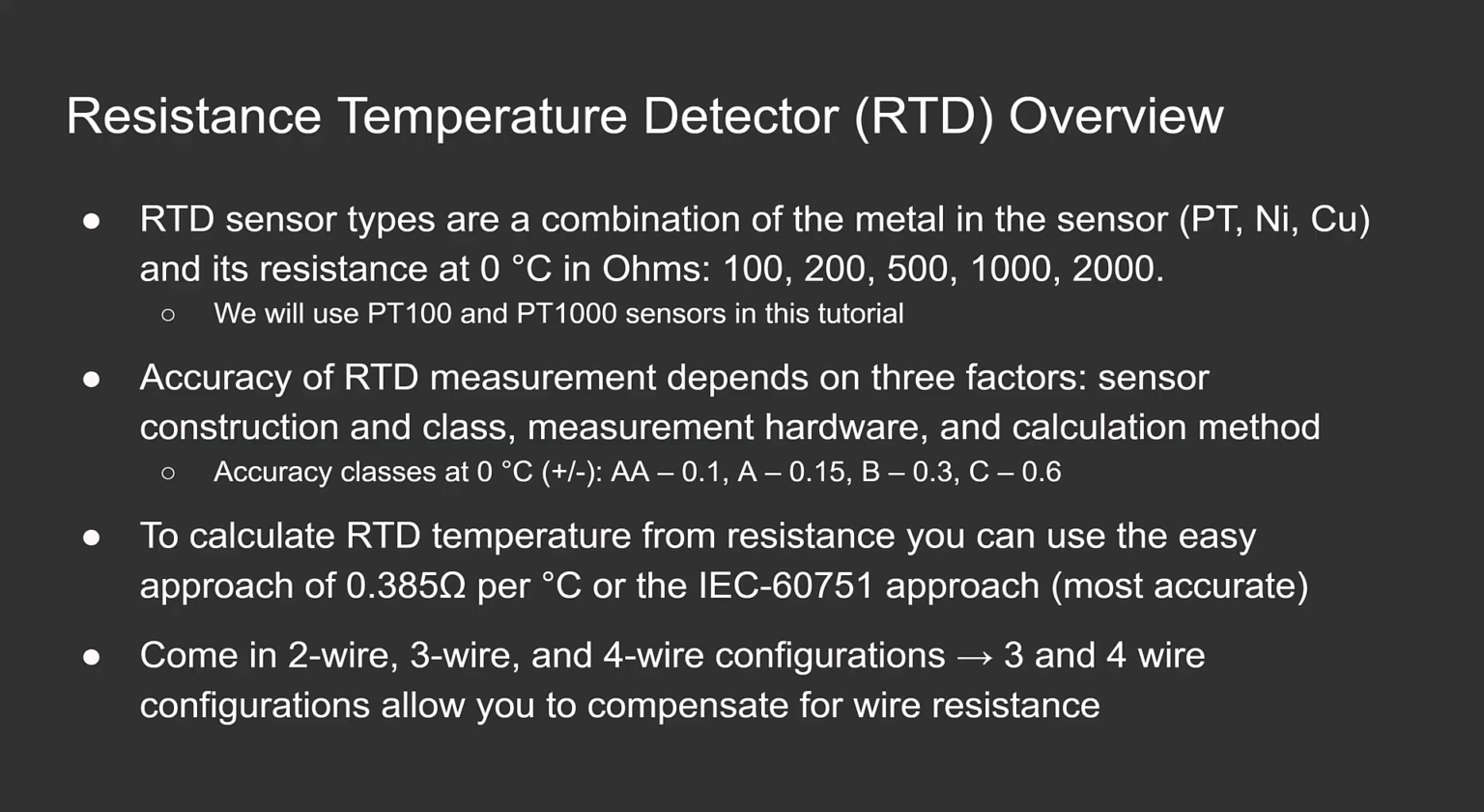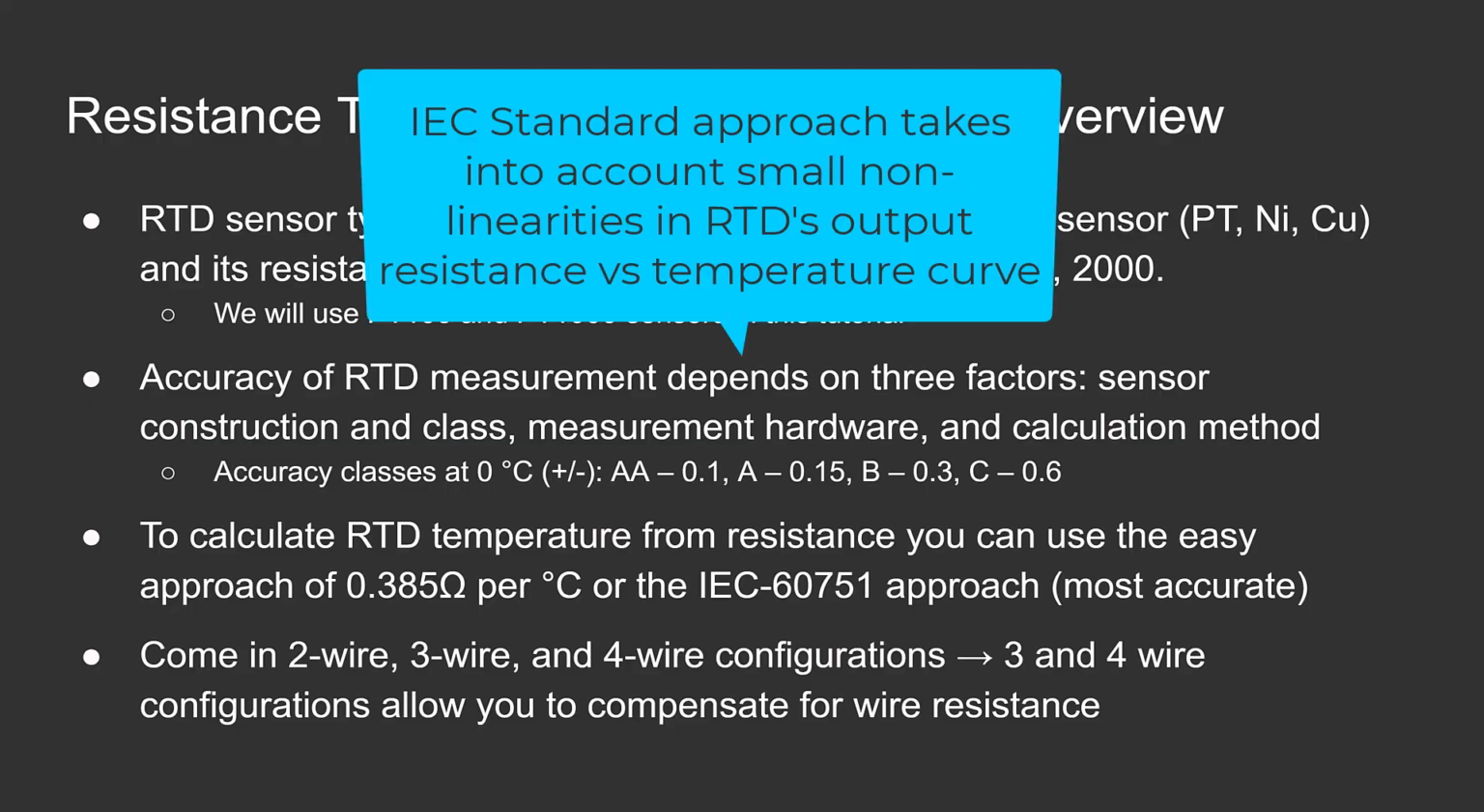There's multiple ways that people use to calculate the temperature from a resistance reading or a delta resistance reading from an RTD sensor. The quick shorthand version is to use 0.385 ohms per degree, and this is for a PT100 sensor example. The more complex way to do it and the more accurate way to do it is to use the IEC standard. You can see I have the number there, and I'll provide a link in the video description.